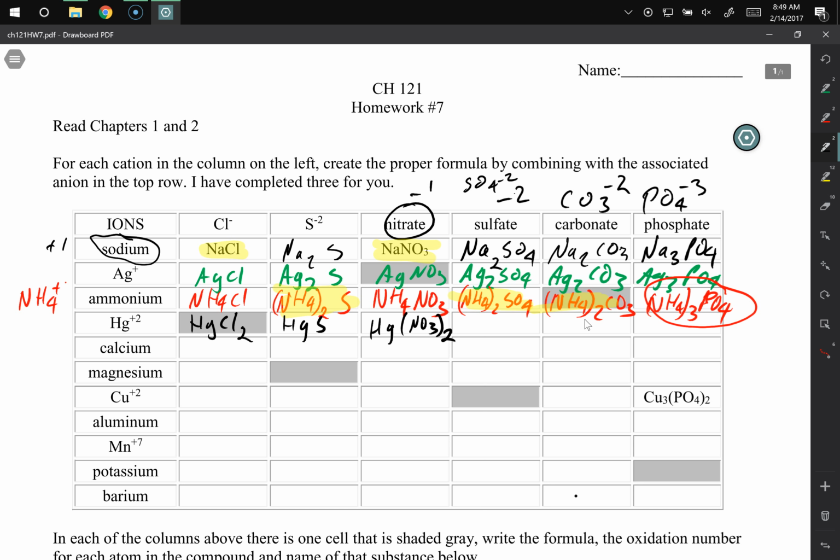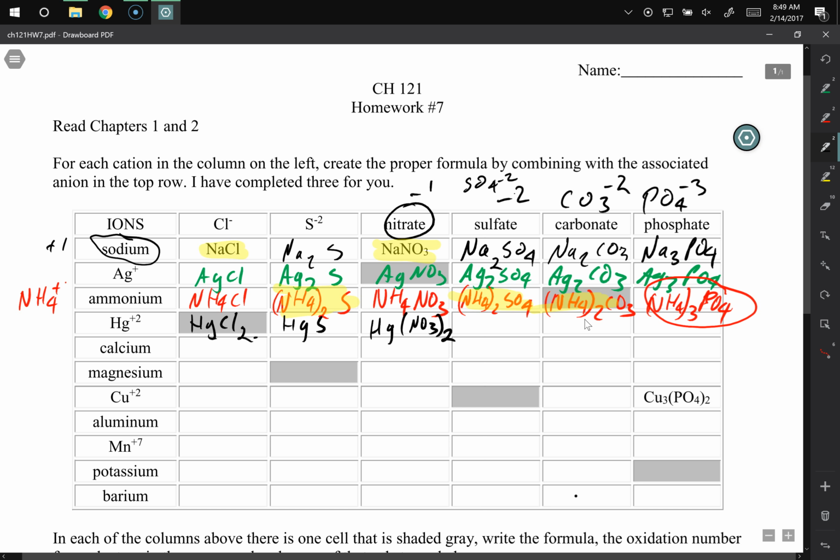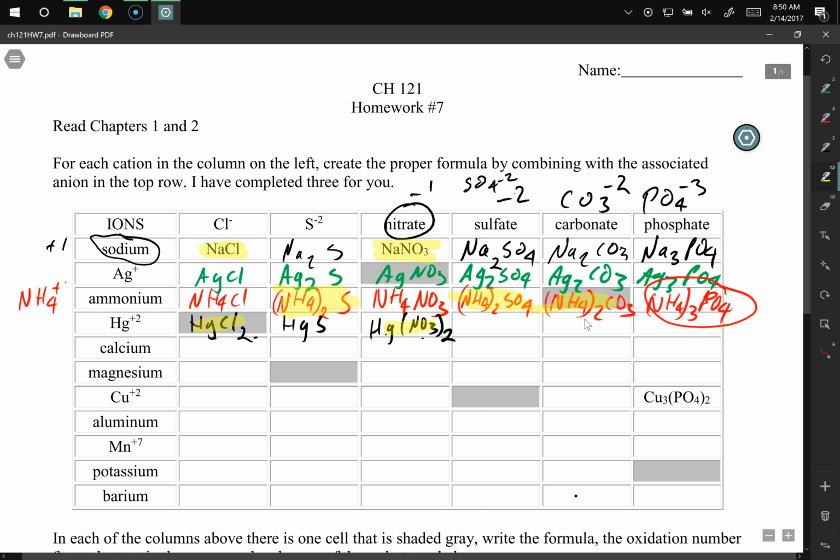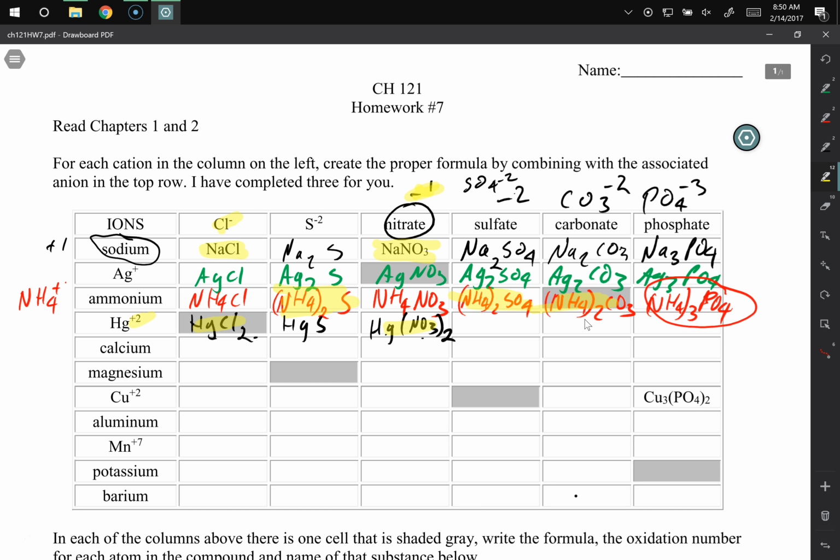Okay, so why is the ratio 1 to 2 here and 1 to 2 here? Yeah, there's a minus 1 here, and there's a minus 1 here, and there's a plus 2 here. So they have the same cation-anion ratio. I have this cation that's got a plus 2 charge, and the anion in those two cases only has a minus 1 charge, so I'm going to need 2 of those.